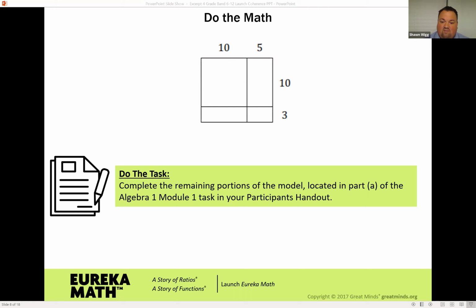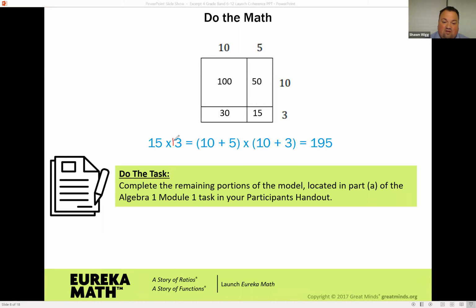So we agree that our partial products when we did this were 100, 50, 30, and 15. So what does that help a student do mentally? What mathematics actually occurred? When you think about 15 times 13, essentially what this does is it breaks it into a multiplication sentence of the sum of 10 and 5 times the sum of 10 and 3, which together makes 195.